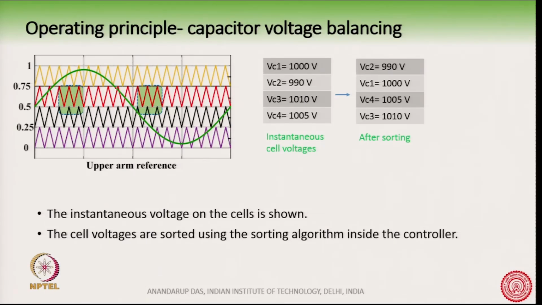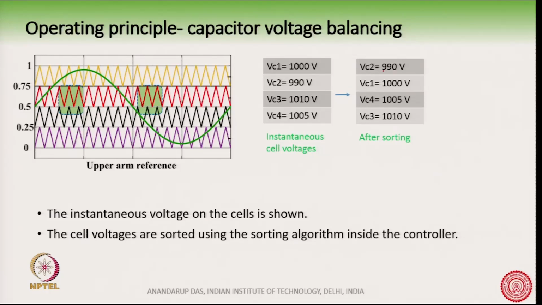So, during this zoomed area, at any instant of time, there are 4 capacitor voltages and their voltages are something like this: 1000 volt, 990 volt, 1010 volt and 1005 volt. This is the instantaneous cell voltages. The first step in the sorting algorithm is that we sort these 4 voltages. Suppose we use a bubble sort algorithm and we sort it from low to high. You can also do it from high to low, but you just sort it in a fashion.